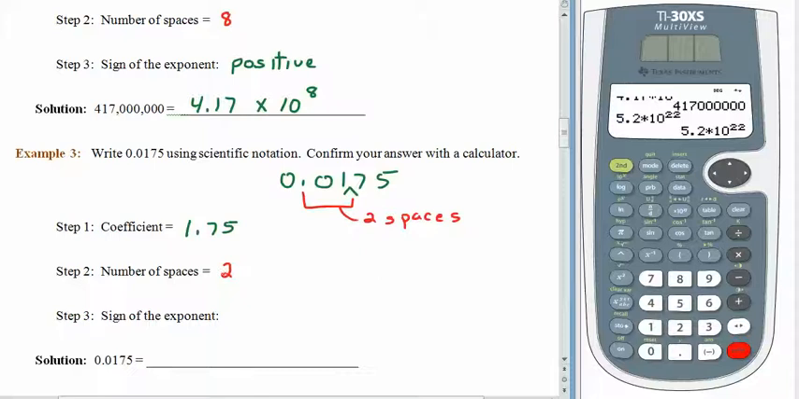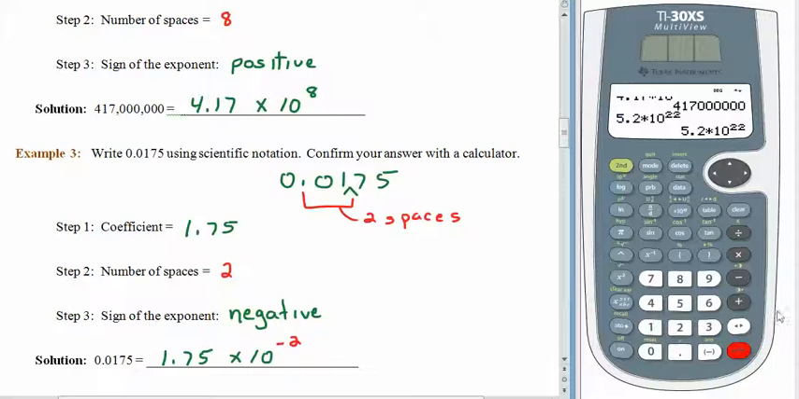Is the exponent going to be positive or negative? This one is going to be negative. And we know it's going to be negative because 0.0175 is really close to 0. It's between 0 and 1. So here we go. 0.0175 is equal to 1.75 times 10 raised to the negative 2 power.